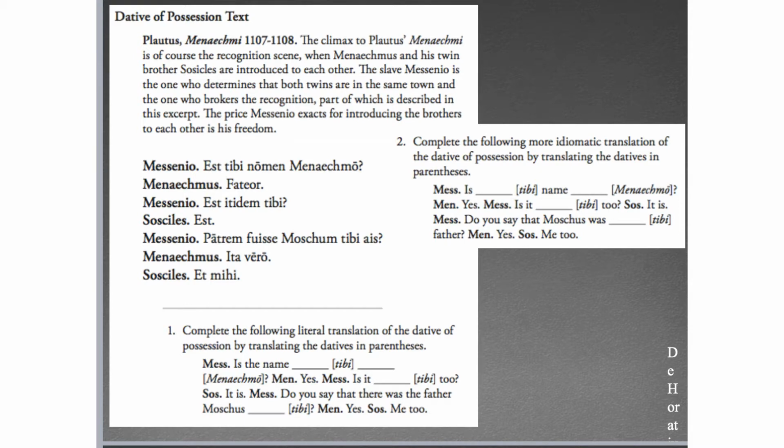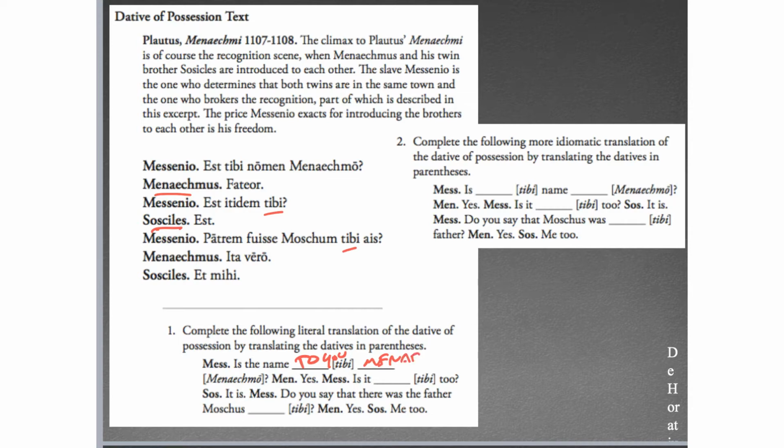And just a dative of possession text. So we're just finishing the translation using the datives. These are personal pronouns, tibi. We haven't learned those yet, but those are datives. This is a play about mistaken identity, and this is at the end where they are trying to confirm that, in fact, they are the same person. Sosicles and Menaechmus are the same person, or identical twins. That's where the mistaken identity comes from. So is the name to you or for you?